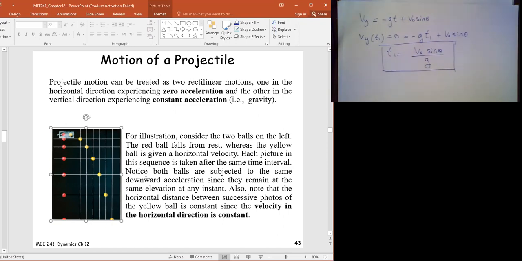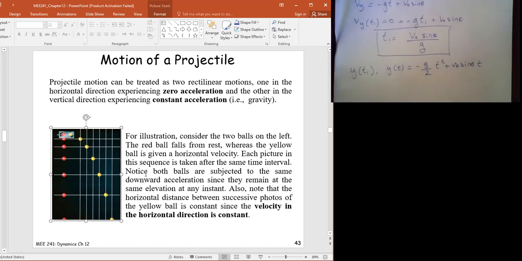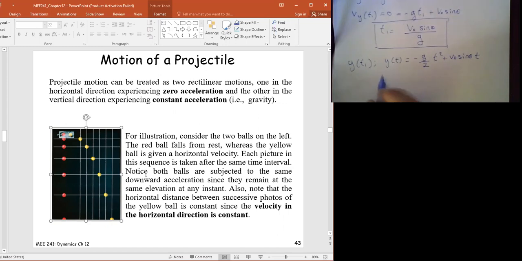Now, how can I find the actual height, the maximum height of a projectile? How can I do that? y at t1. We'll simply find y of t1, right? And you already have y of t. I'm going to rewrite that for you guys because you don't have the notes. So minus g over 2 t squared plus v0 sine theta t. So this is y as a function of time, which I had earlier. So what is y of t1?